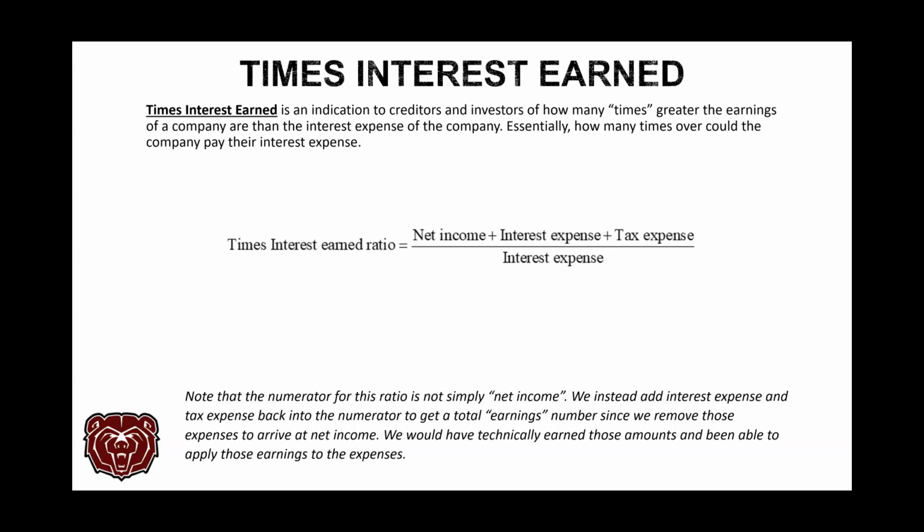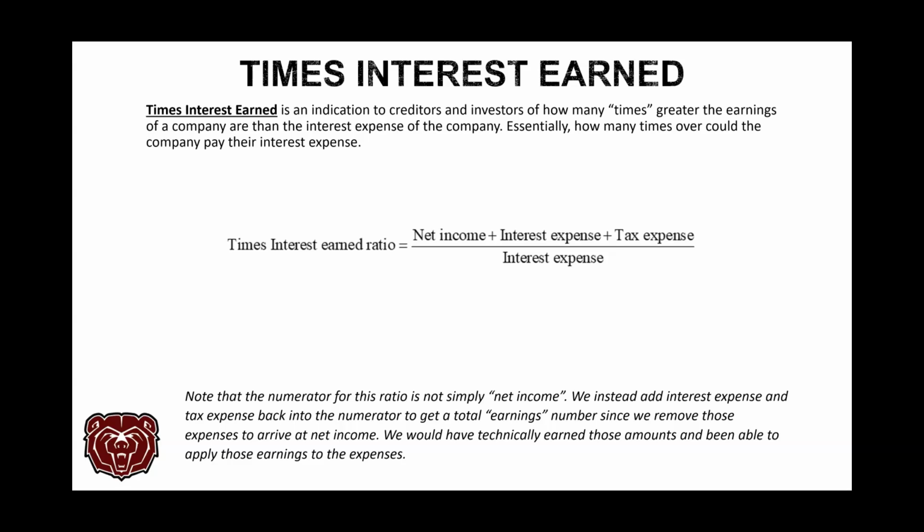So you take your net income plus your interest expense plus your tax expense, that equals your earnings. And you're going to divide that all by your interest expense, okay? That's going to give you the times interest earned ratio. That's going to tell you how many times over in the period could you pay the interest that you owe, okay? They like to see a higher number. The higher this number, the better off you are, okay?